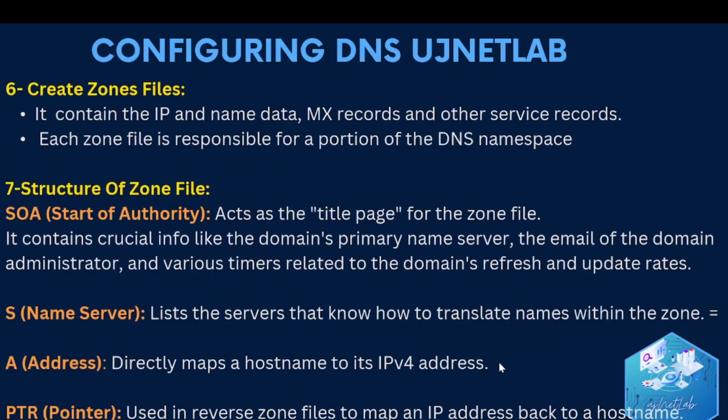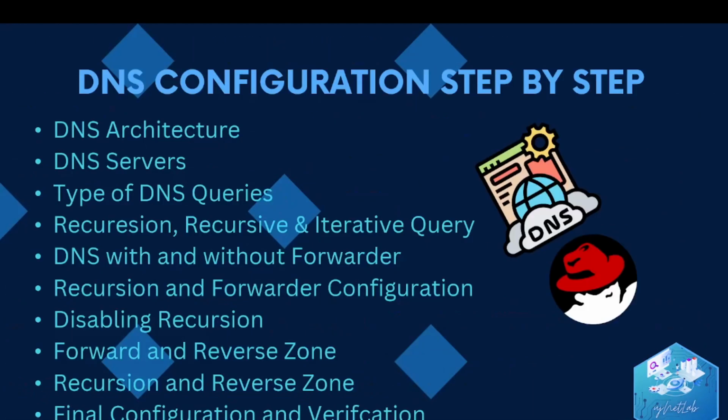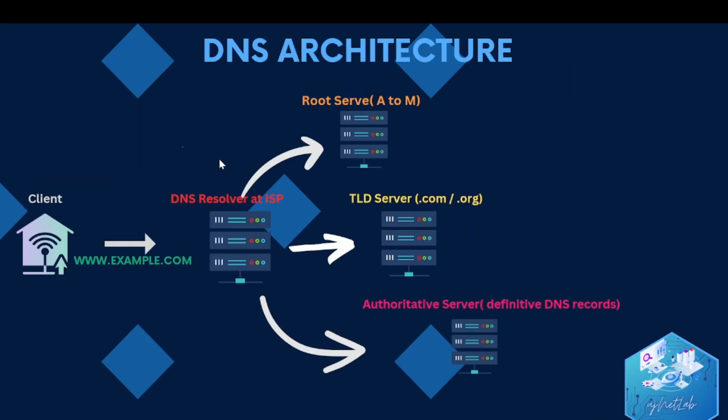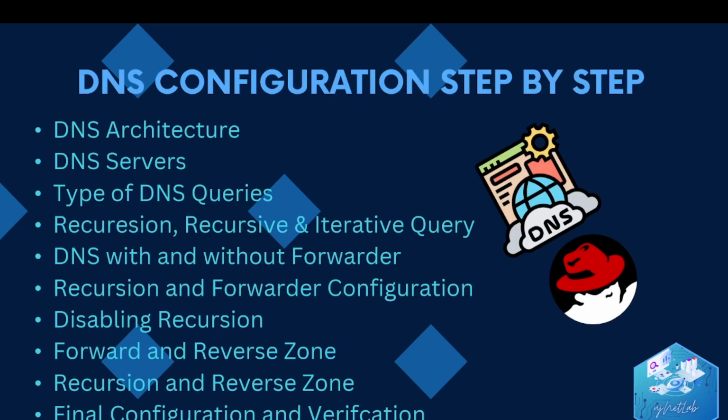So we learned all those steps. Let's recap. We discussed the architecture. We discussed the servers, which are the root servers, 13 in total all over the world. We have TLD servers, and authoritative servers, which have the mapping from name to IP and back. Then we discussed the types of DNS queries: authoritative and non-authoritative queries, then recursive and iterative queries. We discussed what the recursion process is.